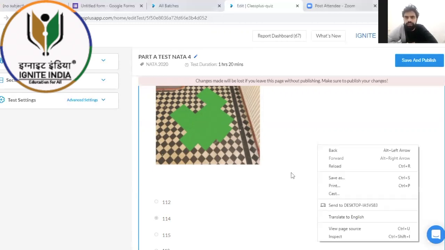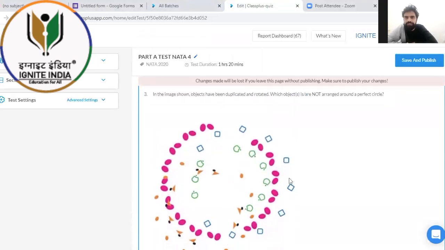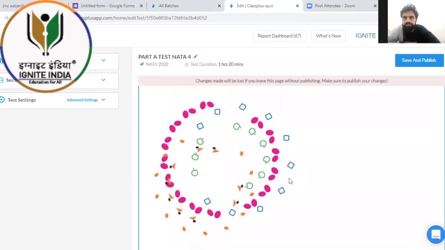The next question on your screen is question number 3. Here in this question you need to read the question properly. In this image, objects have been duplicated and rotated. Which objects are not arranged around the perfect circle? Now you have to see that each image is in the proper rotation, and following this you have an answer.